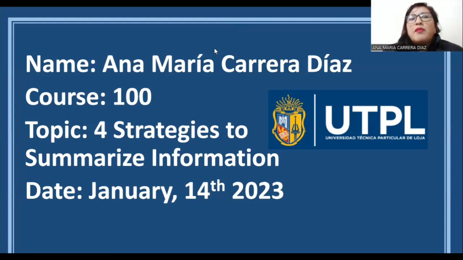This time, I want to talk about the 4 strategies to make summaries. About this, Julia Lane says that summaries should present the author's main ideas clearly and precisely by connecting the words in such a way that a coherent text is formed. In this context, many authors present various types of strategies to make a summary. However, in this presentation, I will only mention 4.